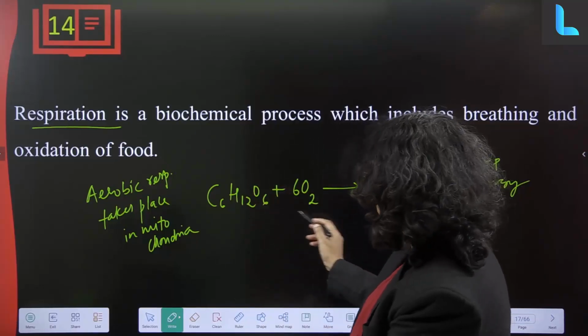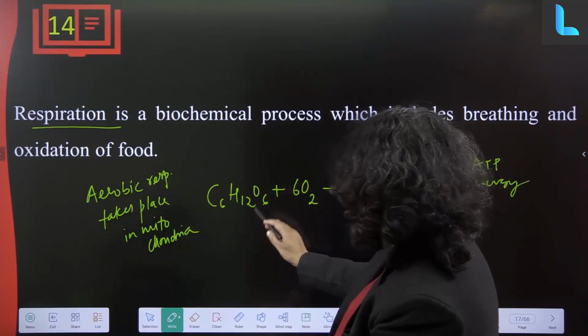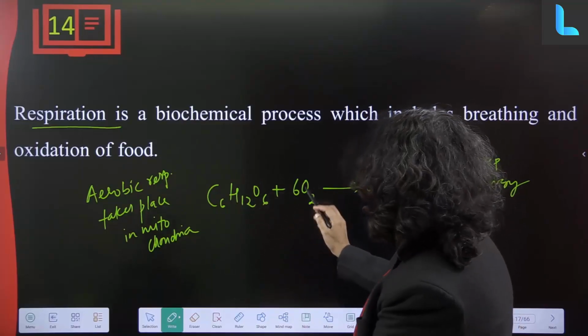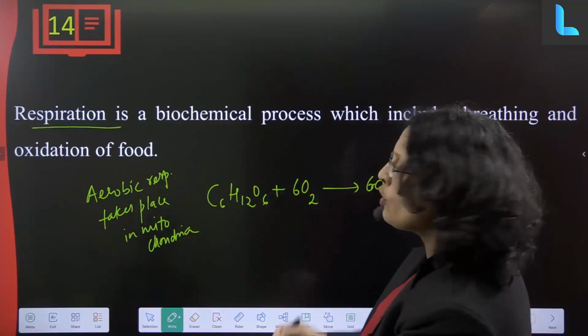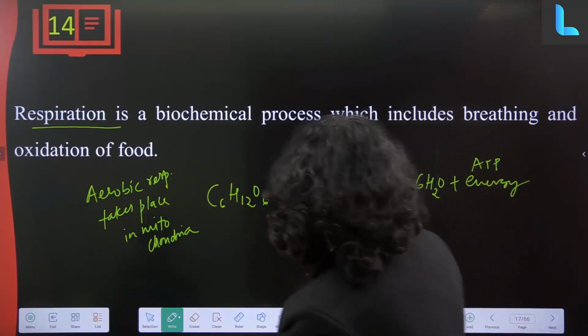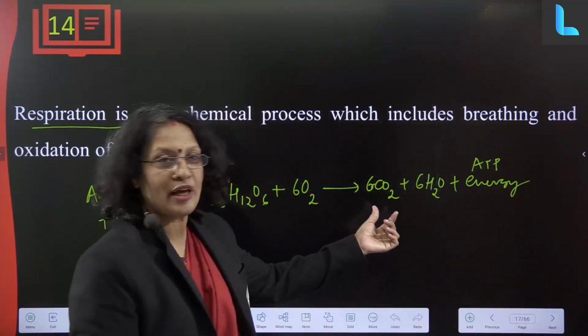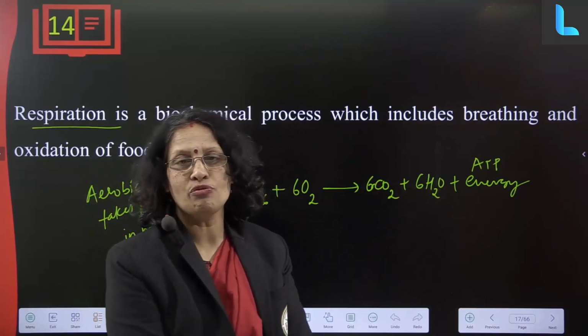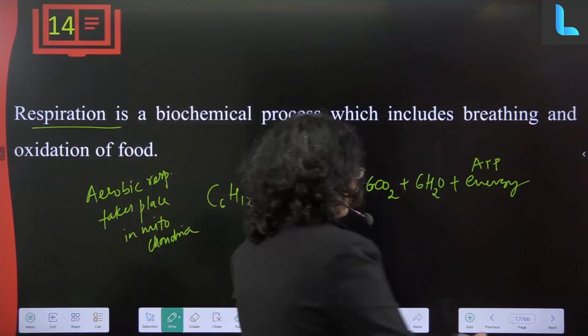And what happens in respiration? This is the equation for respiration. You are having some kind of carbohydrate; when you inhale oxygen, the oxygen will combine with that and you exhale carbon dioxide. Carbon dioxide will form, giving a large amount of energy in the form of ATP, adenosine triphosphate.